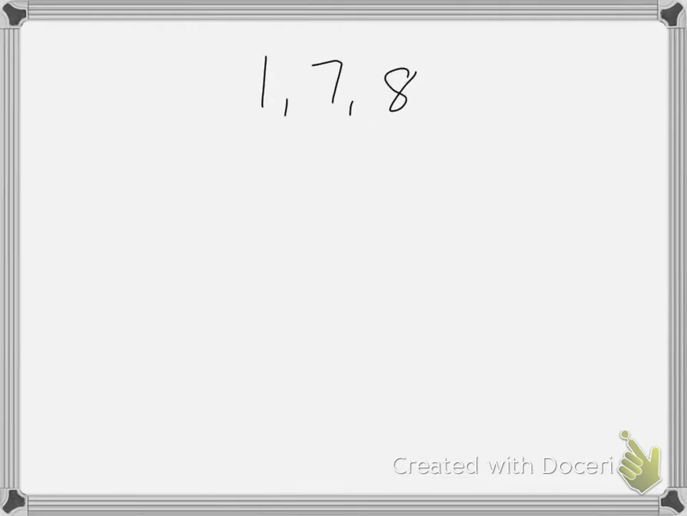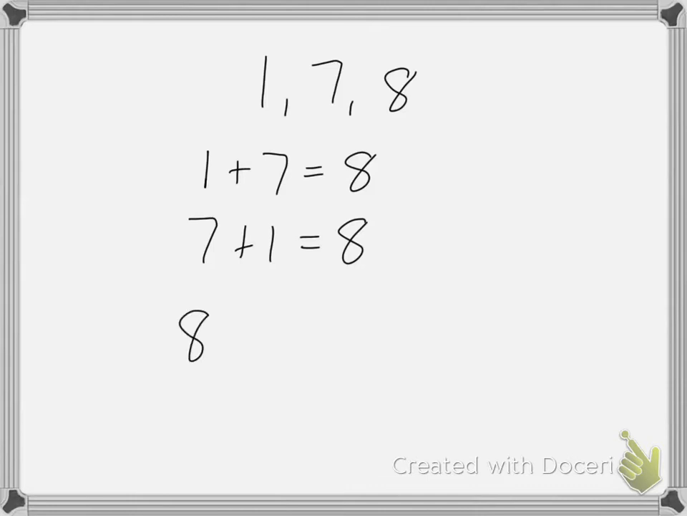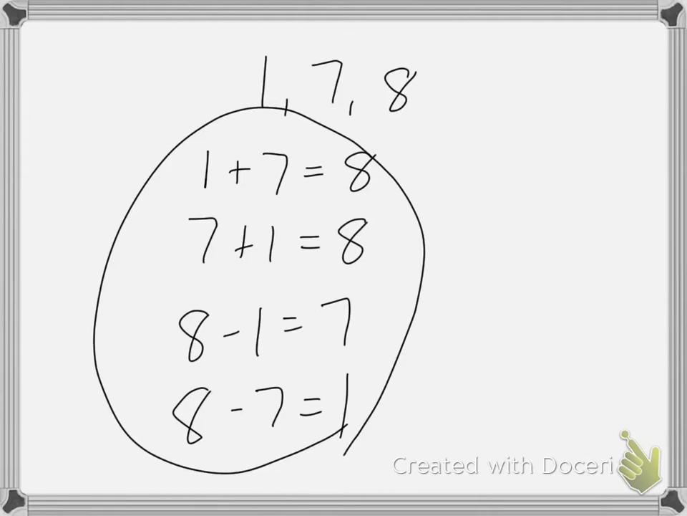Okay, let's try 1, 7, and 8. So I need to have two addition facts. So that's going to be 1 plus 7 equals 8, or 7 plus 1 equals 8. And then I need two subtraction facts. So that'd be 8 minus 1 equals 7, and 8 minus 7 equals 1. Now you can write these in any order and get the correct answer. Just make sure that you have 2 that are addition and 2 that are subtraction.